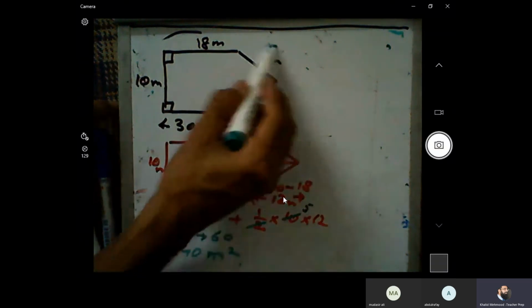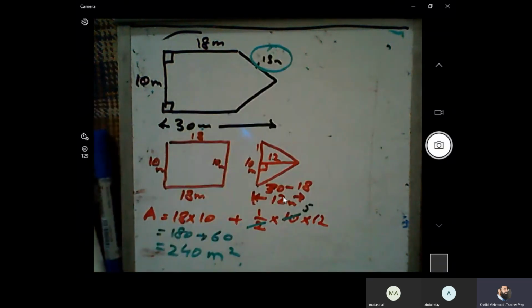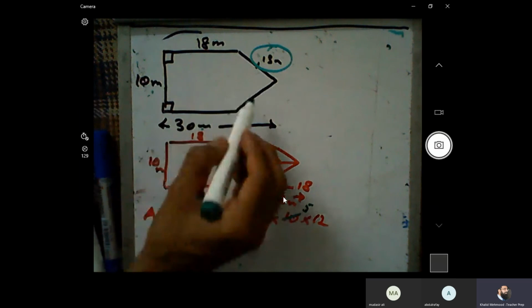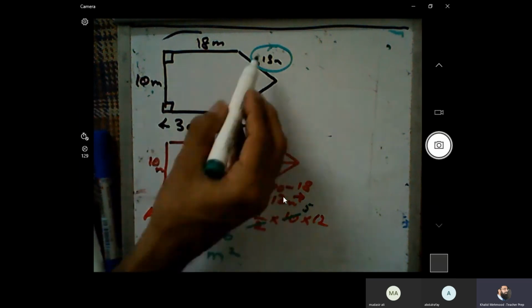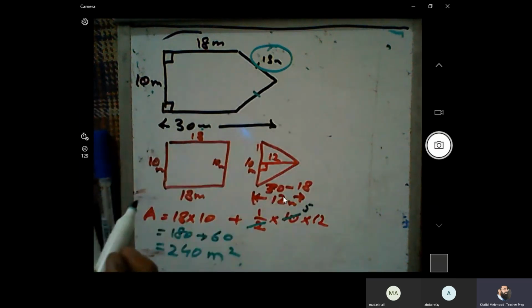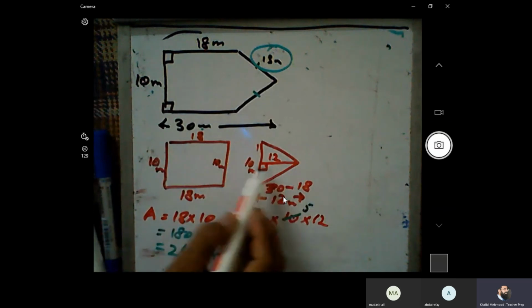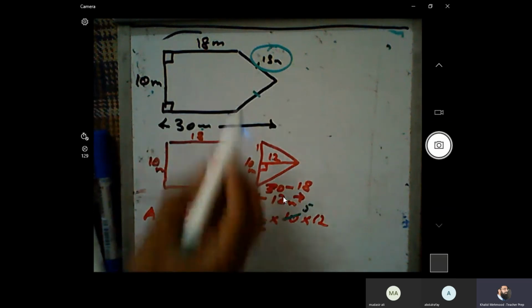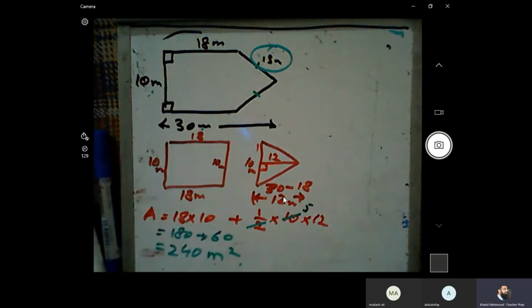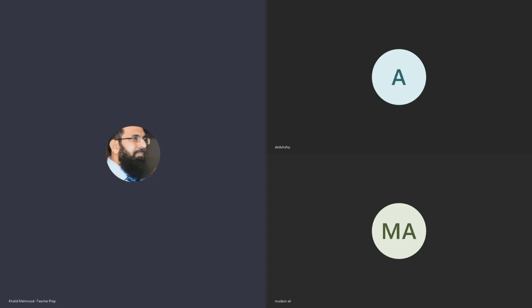So you could see that we did not use this measurement, because this measurement will be used in finding the perimeter, but for area we only need the base and the height. So that's why we will not need this one. Okay, so like this we can solve these types of problems. Now come to the next problem.